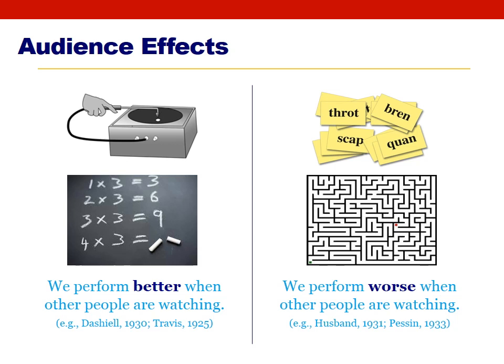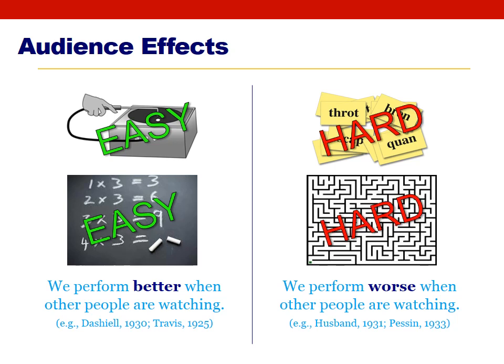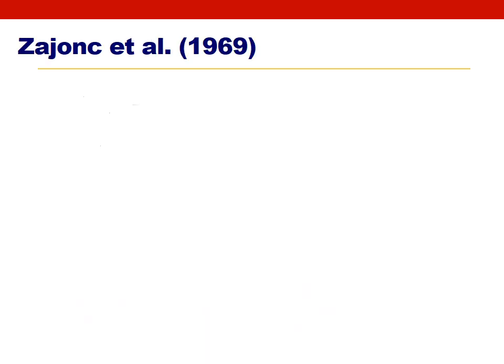Look back at the old research that we just talked about a minute ago. These tasks on the left, tracing a dot and solving simple math problems, those are pretty easy tasks. So it makes sense that people did better when they were in front of an audience. Those other tasks, memorizing nonsense words and doing complicated mazes, those are harder tasks. So it makes some sense that since the tasks were harder, having the audience made people do worse. Now, the psychologist who developed this theory went one step further than that.